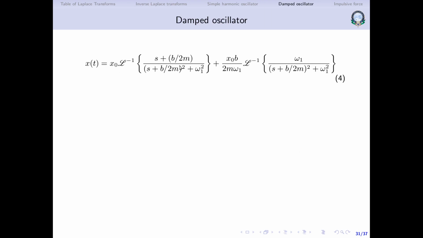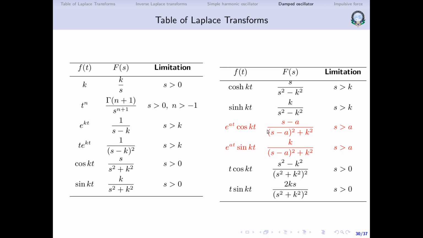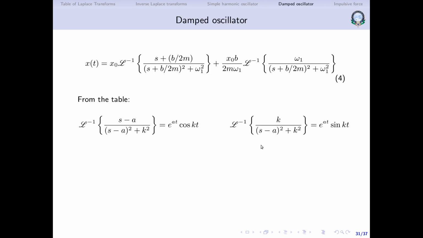So this is what we have got, x of t. From the table, the inverse Laplace transform of this one is e to the power at cos kt, and the inverse Laplace transform of this one is e to the power at sin kt. So this is what we got from the table.